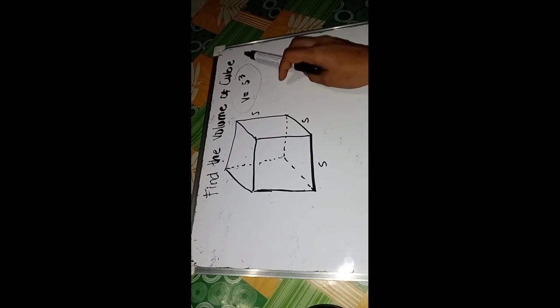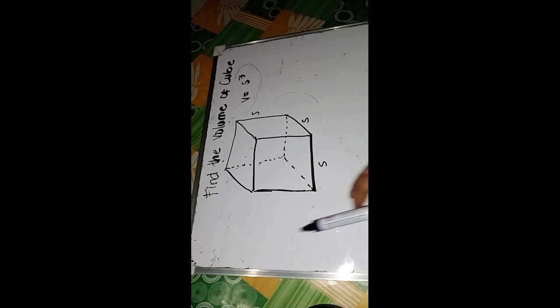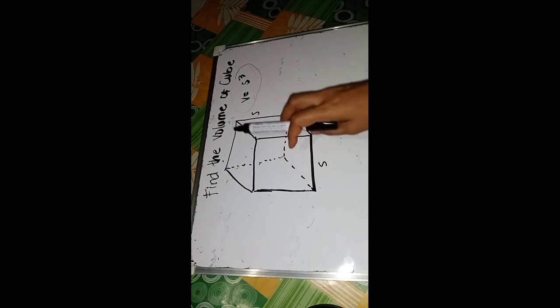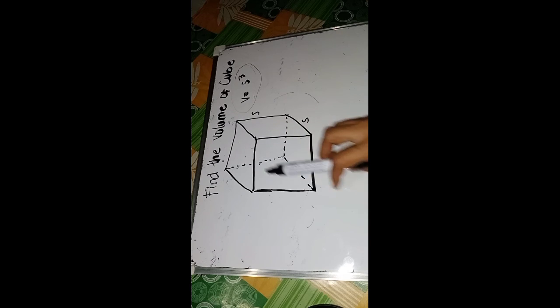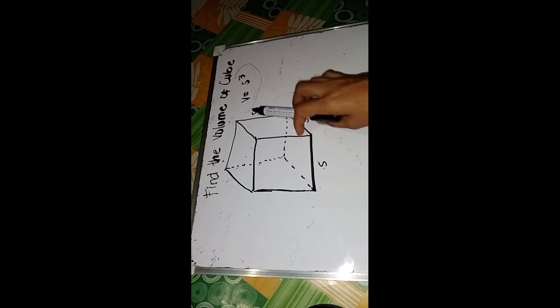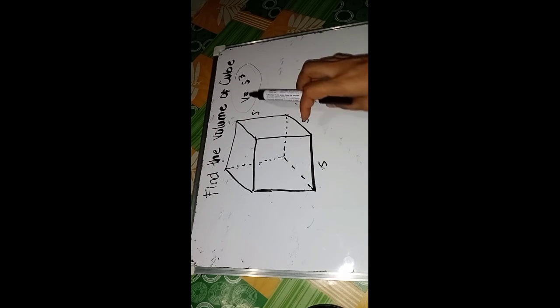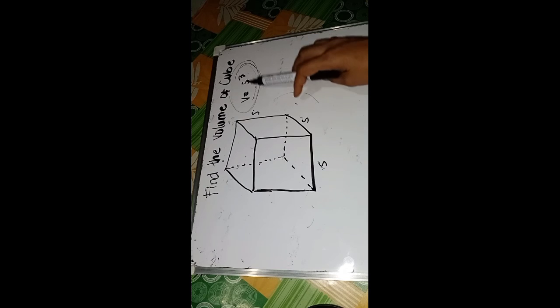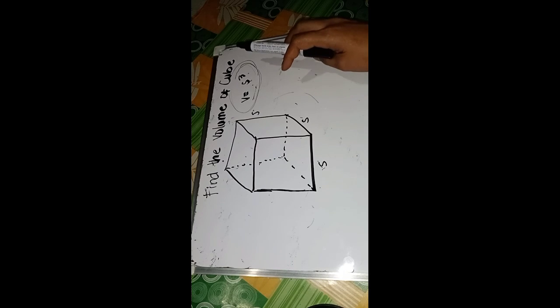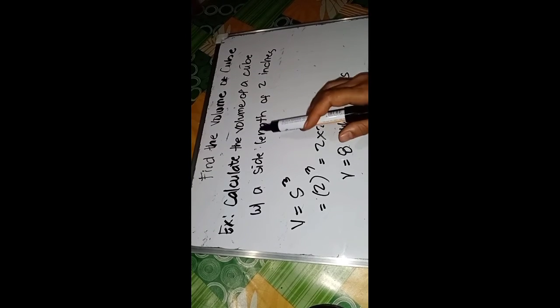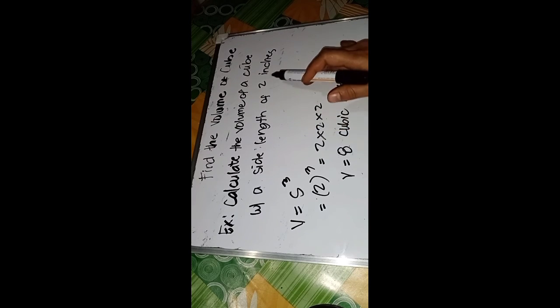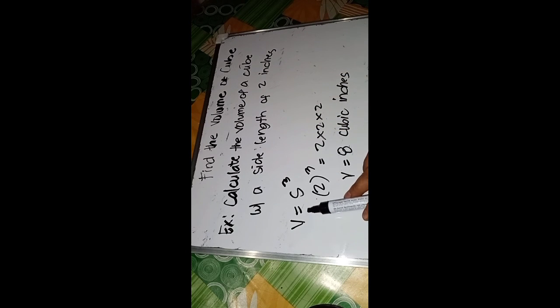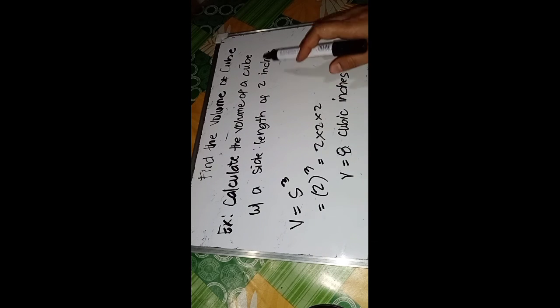Now find the volume of a cube. This is the figure of the cube. The volume of a cube can be found by multiplying the edge 3 times. This is the formula for the volume of a cube: V equals s raised to the power of 3, or s cubed. Example: calculate the volume of a cube with a side length of 2 inches. This is the formula for the volume of a cube. So our length is 2.